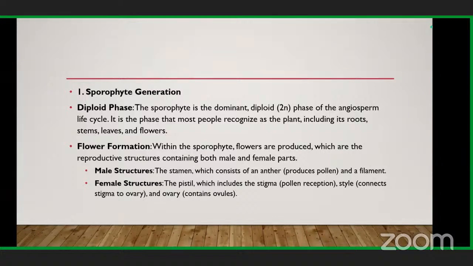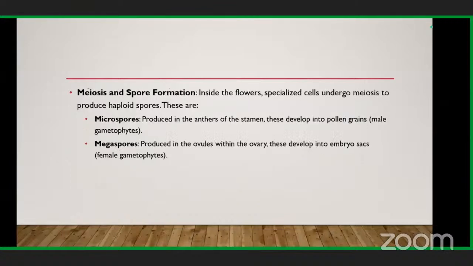The stamen is the male part, which consists of an anther, which will produce pollen, and a filament. I have already shown you the diagram. And the female structure, the pistil, includes the stigma, where pollen lands for pollen reception, the style that connects the stigma to the ovary, and the ovary, which contains ovules. So this is the diploid phase, the production of flowers and the plants.